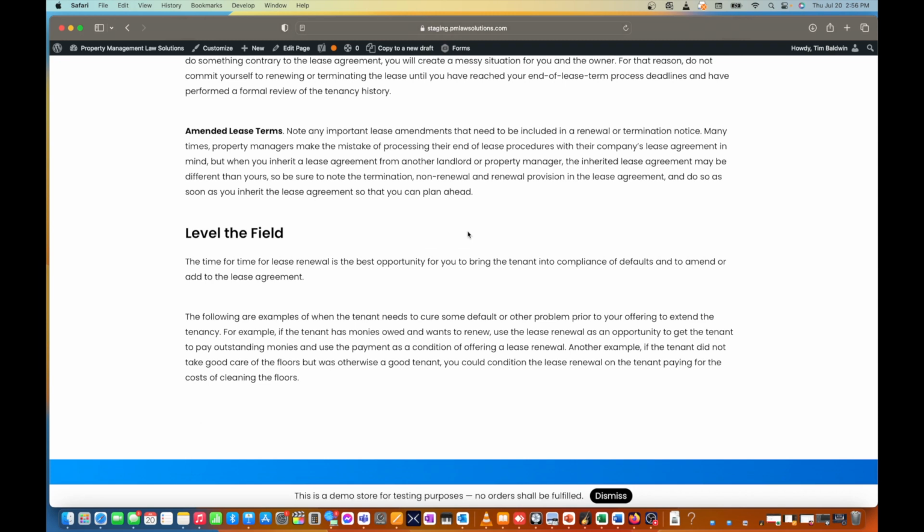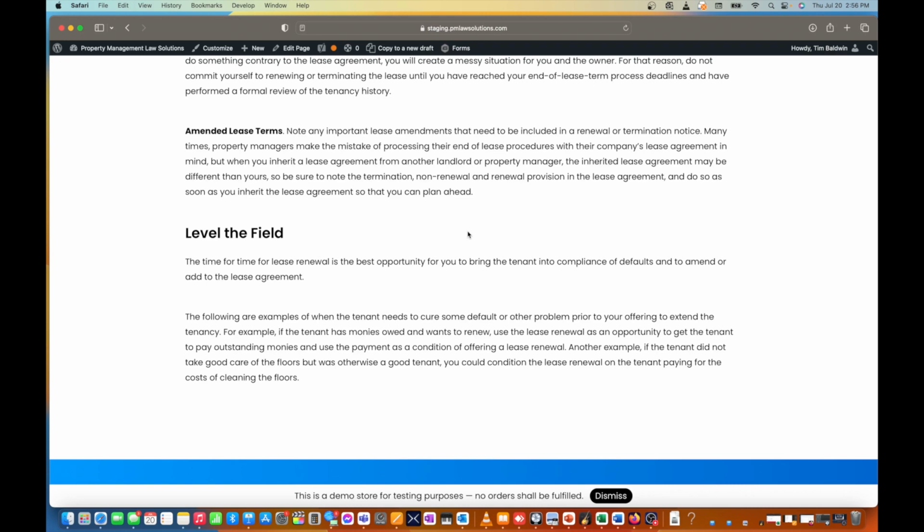Another thing about end of lease procedures is that it's an opportunity to level the playing field, as we say. There may be a situation where a tenant needs to cure some kind of default. It could be money they owe. It could be that they need to cut the grass, or some condition or obligation that the tenant should be fulfilling and maybe they didn't. Maybe they've been a good tenant, but they just need to tidy up some things or bring some things current.